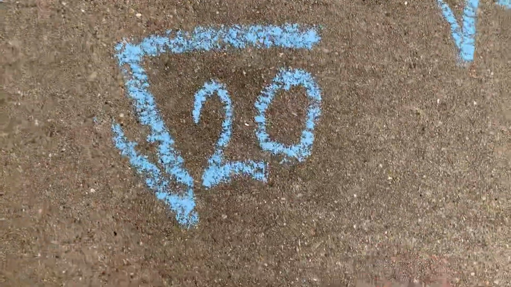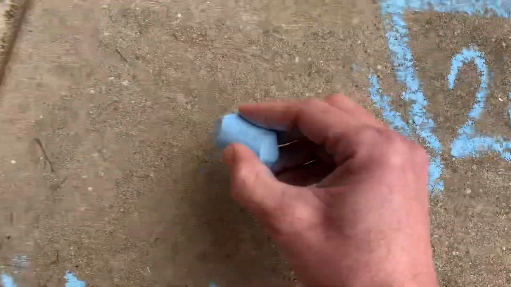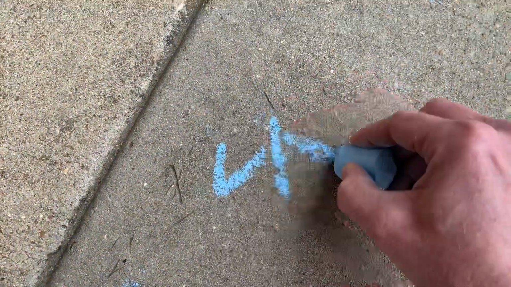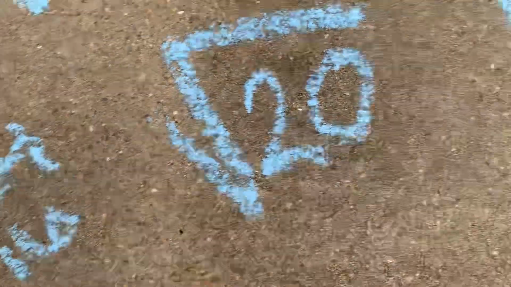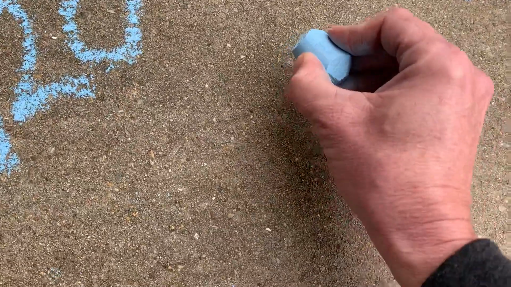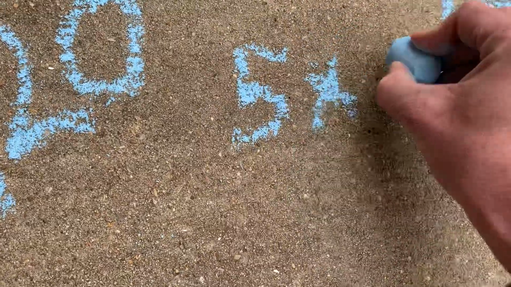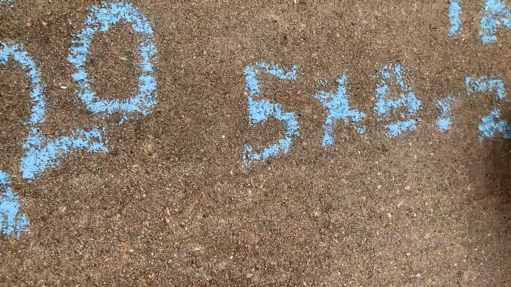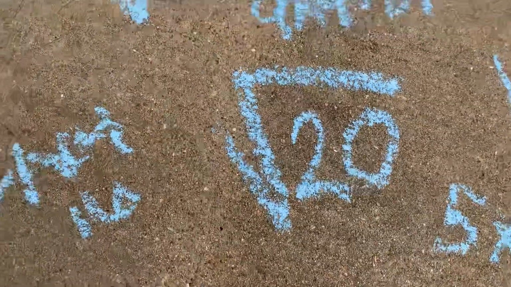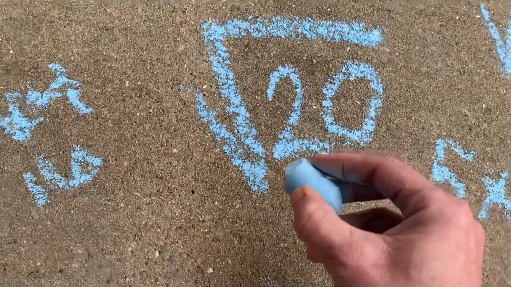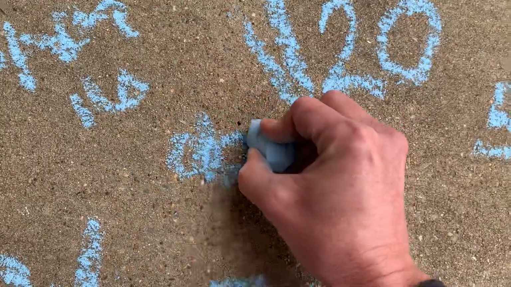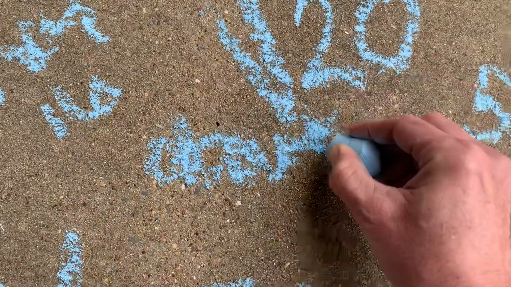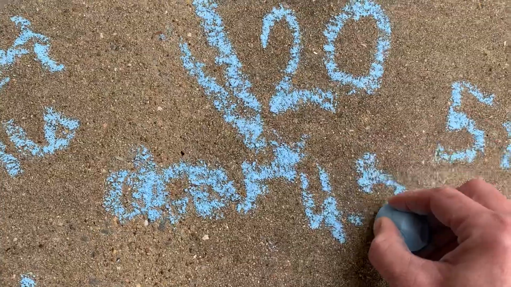So let's look at the square root of 20. Well, we know that 4 times 4 is 16, so we know it's higher than 4, and we know that 5 times 5 is 25. So I would estimate that the square root of 20 is about, we'll say, 4.5.